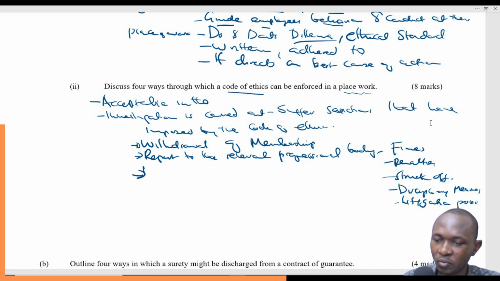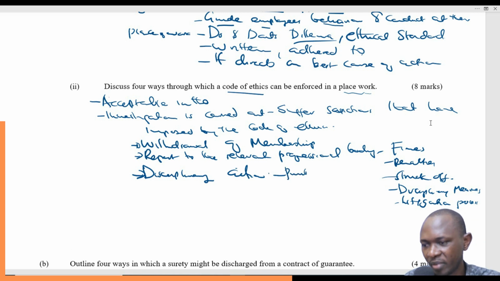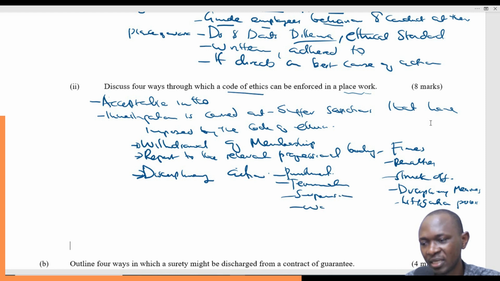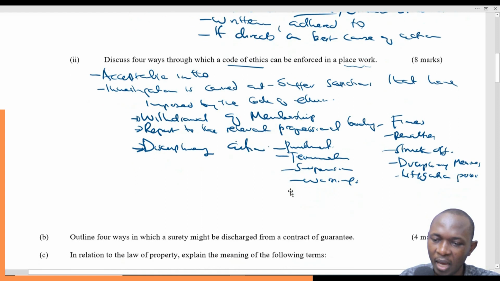You can also be subjected to disciplinary action by the company, which basically involves punishment. The disciplinary process will have punishment; it can end up in termination, it can end up in suspension, warnings. All these are some of the things that might come about with the disciplinary action. And so these come in as measures that can be used to enforce the code of ethics, that if you contravene or go against the set code of ethics, then all this might be a possibility.